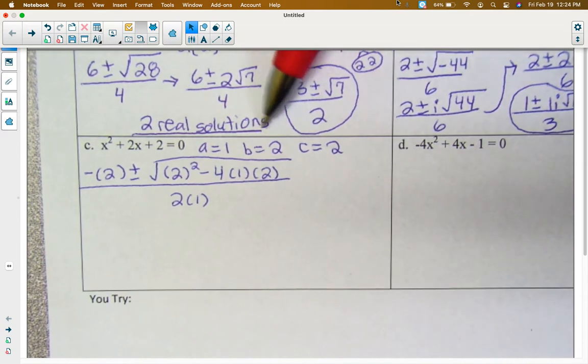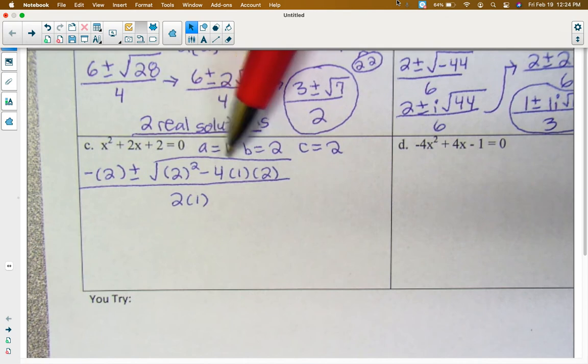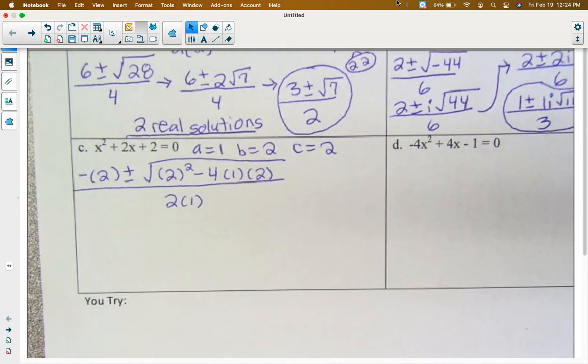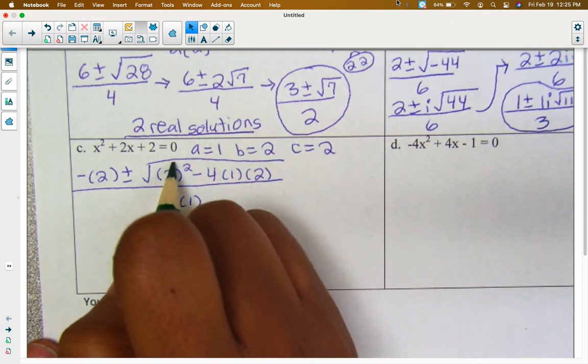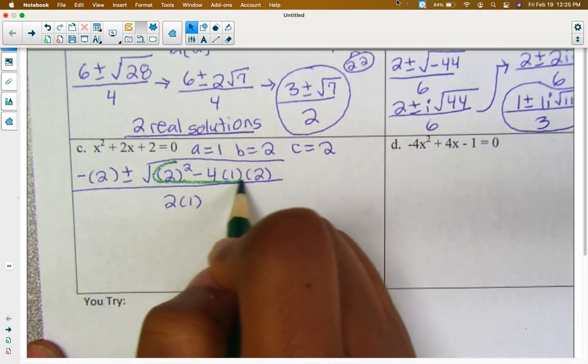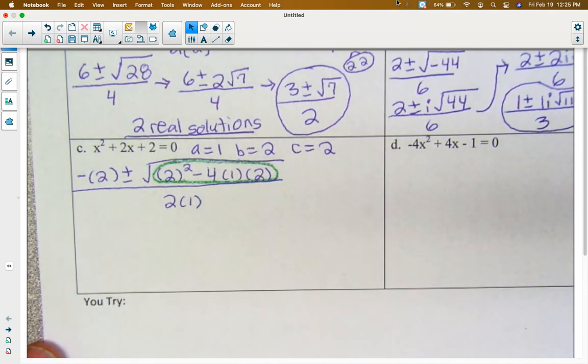So I took b, plugged it in where that went, b squared. Make sure you're using parentheses when you're plugging in your a, your b, and your c, and that should be the first step. This is the most important step of the whole process, making sure we substitute our numbers into the correct spot. Now, in Desmos, I can substitute this part into the problem. That is called your discriminant. So the number underneath the square root is called your discriminant.